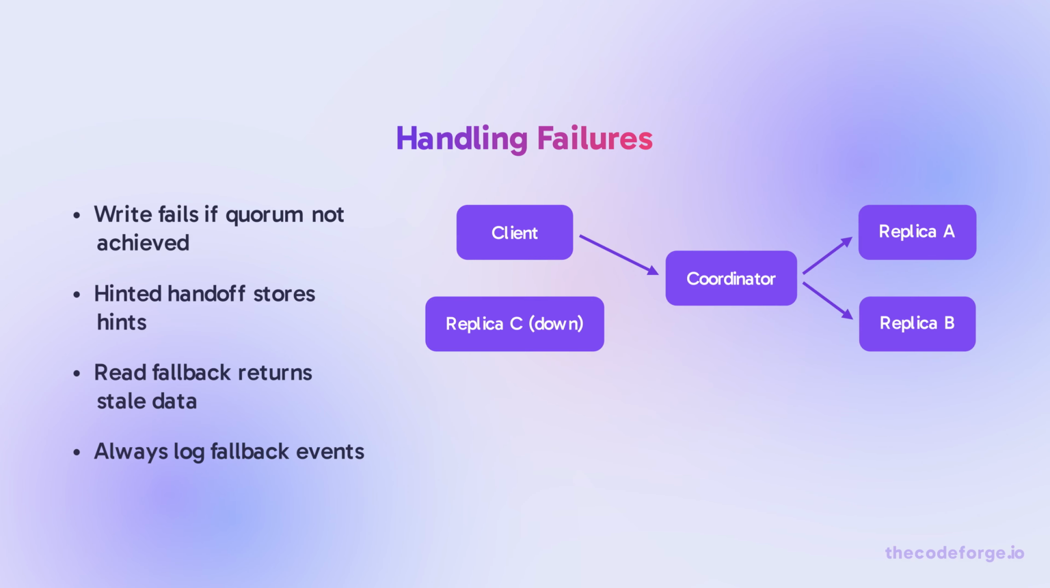In production, nodes fail. If a write quorum cannot be achieved, the write fails. This is a feature, not a bug. You can use hinted handoff to store writes for temporarily unavailable nodes and replay them later. For reads, you can fall back to fewer replicas, but that returns potentially stale data.